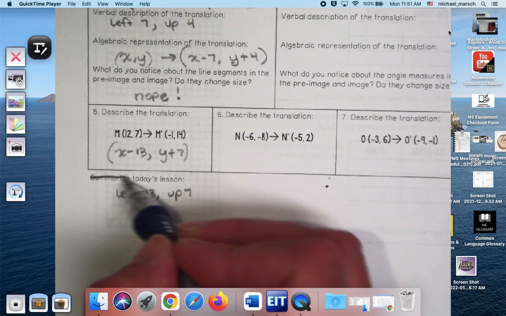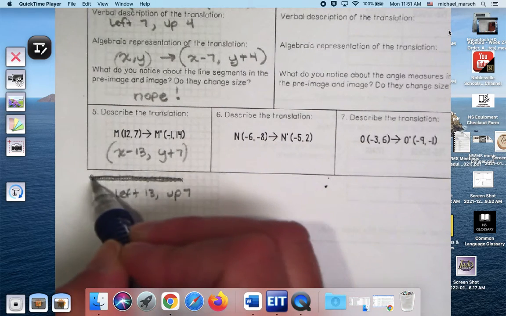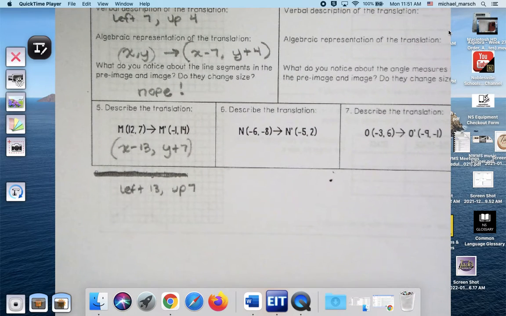I can cross out where it says summarize today's lesson. I'm just going to use this space for that. Getting all this written down? Yes, we are.